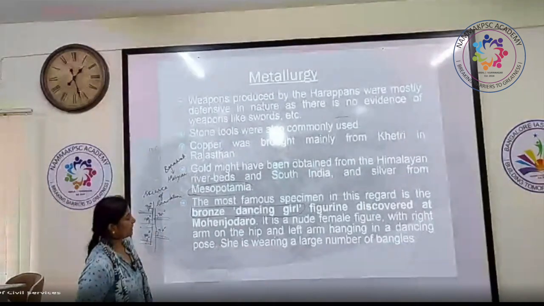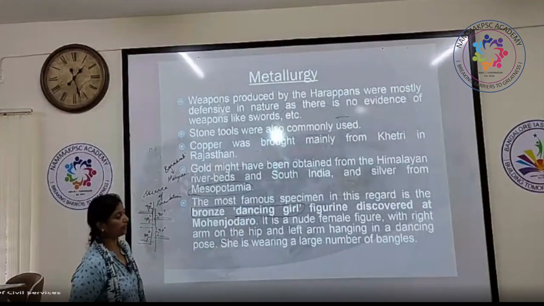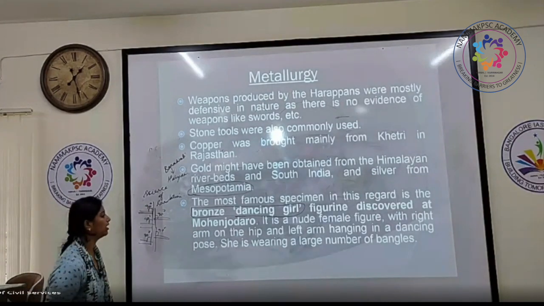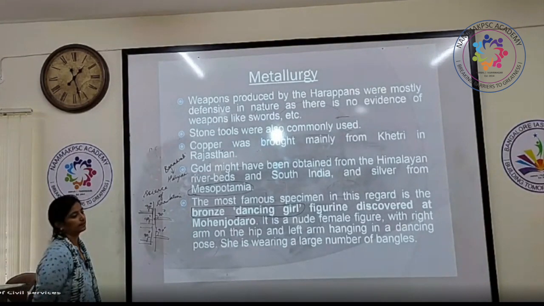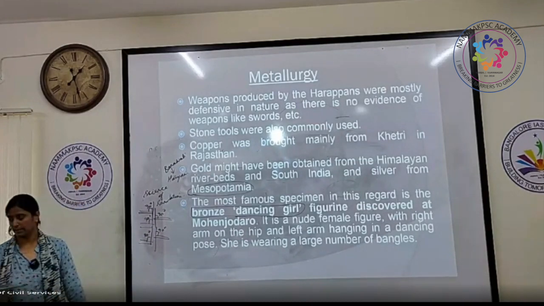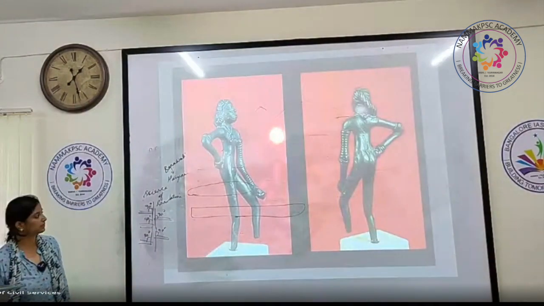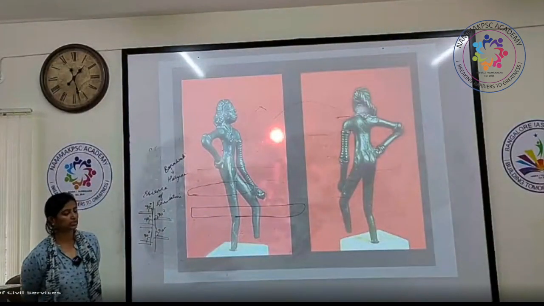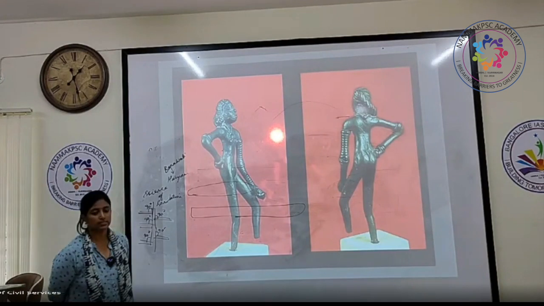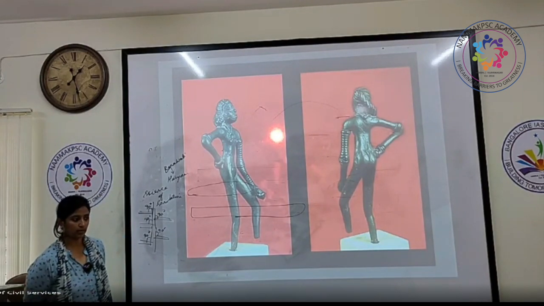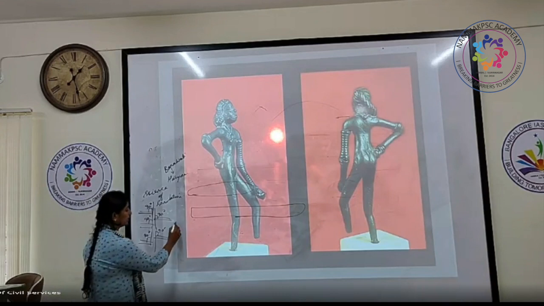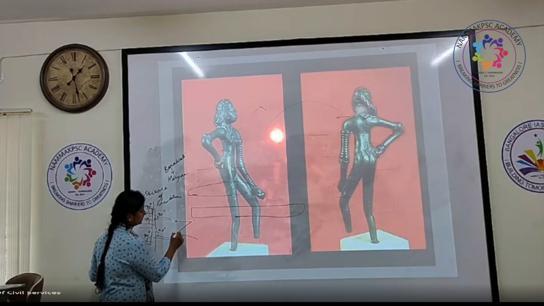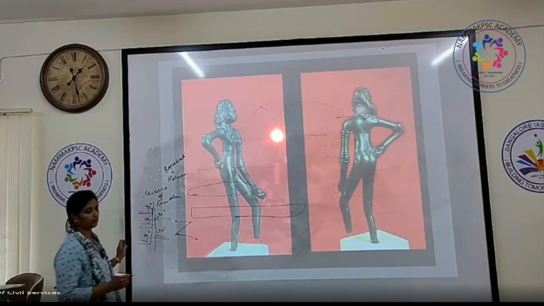It's a nude female figure with the right arm on the hip and the left arm hanging in a dancing pose. She is wearing a large number of bangles. You don't have to write all of them, but remember that. See, she is the beauty. She is the bronze dancing girl. It's called the Tribanga posture. When the body is tilted at this angle, 1, 2, and 3, it's called the Tribanga posture.